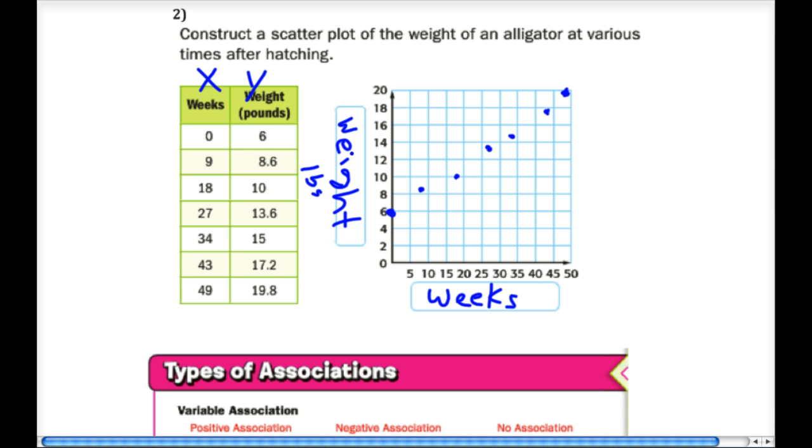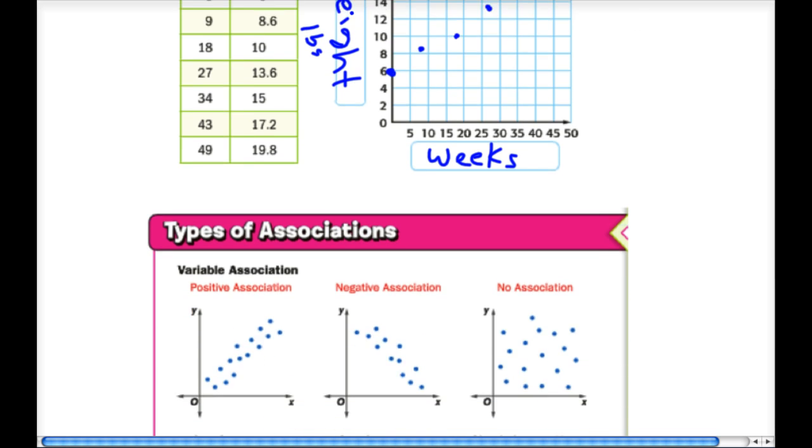So say something intelligent about this alligator. As time goes on, he's gaining more weight. And based on our information, it never lost weight. It might have been a day or something where it was a little bit less, but over weeks, that thing gained weight. Okay, that's a positive relationship, which only makes sense. It only makes sense for an alligator to gain weight as time goes on.